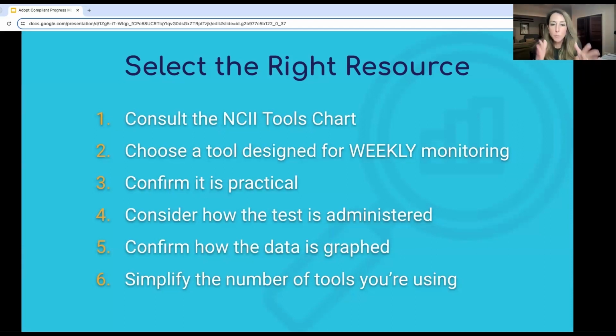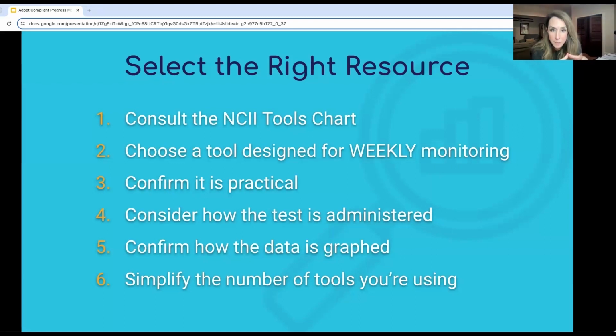Ensure the resource is appropriate for weekly progress monitoring. There are some tests on the list that take 30 minutes or more to complete. Those are valid and reliable, but are they practical? Confirm the purpose of the progress monitoring tool you select from the chart. Not all of the listed resources are even intended for weekly progress monitoring.